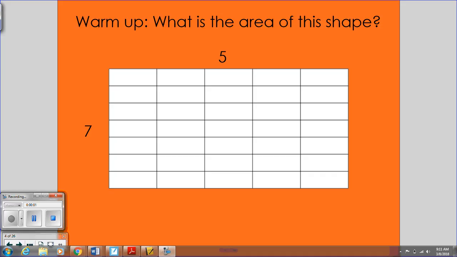There are 5 rows. We know that there are 7 columns. I hope by now we've learned other strategies besides counting all the boxes. What is the area of that shape? What is the area of that shape? How did you figure that out? Okay. What math did you use?